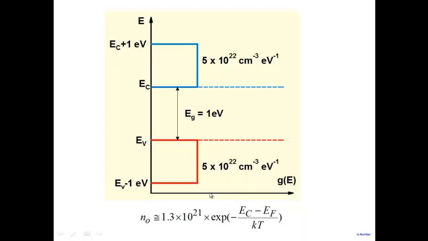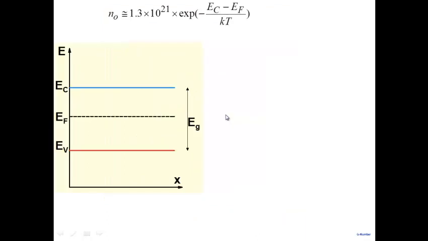All right, so this is what we had done in the last lecture, and this is the expression that we obtained, that the electron density is related to the position of the Fermi energy with respect to the conduction band edge here. EC is the conduction band edge here. Okay, so let's continue from there.